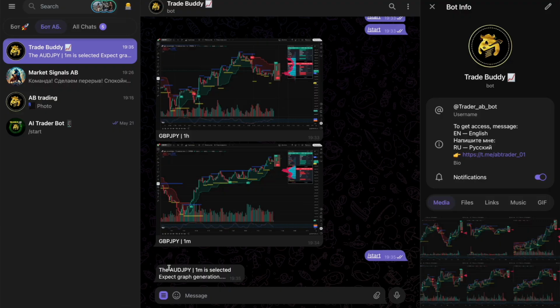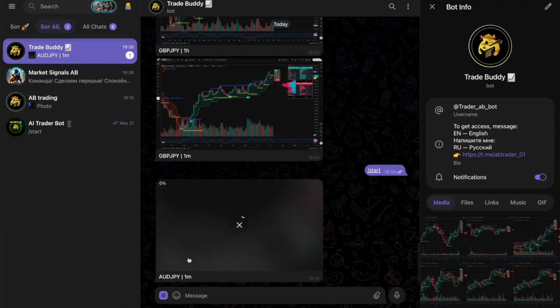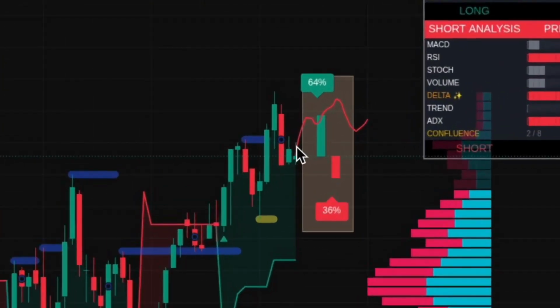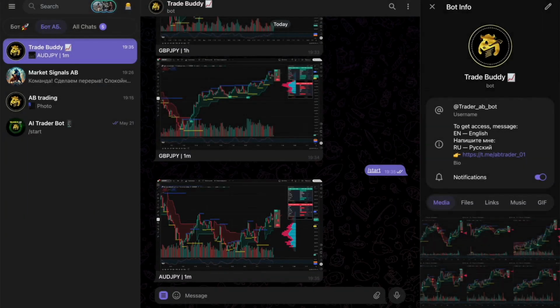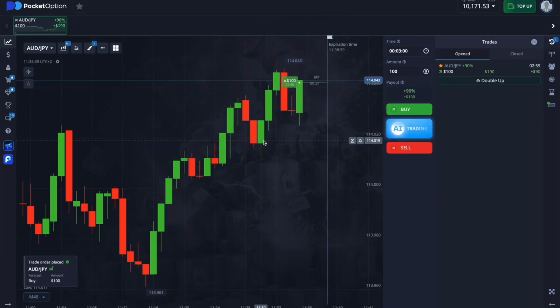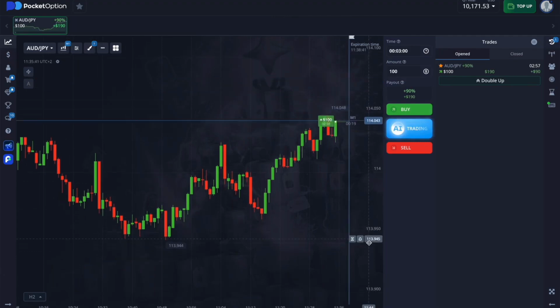What do we do? What is the action algorithm? In our Telegram bot, we request a currency pair. And the bot analyzes it and shows where the chart will go, both as a percentage and in terms of the chart's future movement. I understand that here the signal is upward. I immediately enter upward. Currency pair, Australian dollar, Japanese yen.